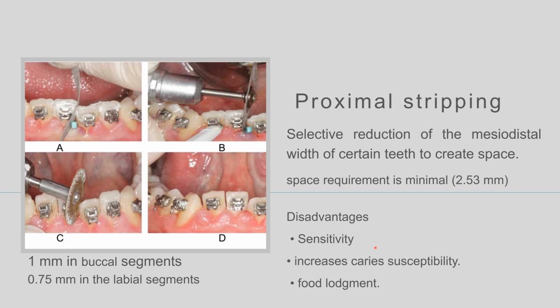In addition, roughening the mesiodistal surface of the stripped tooth increases caries susceptibility. So after interproximal stripping, we need high oral hygiene maintenance, in addition to adding fluoride to the area. Food lodgement may also occur in the spaces created after reduction of the mesiodistal width, or proximal stripping.